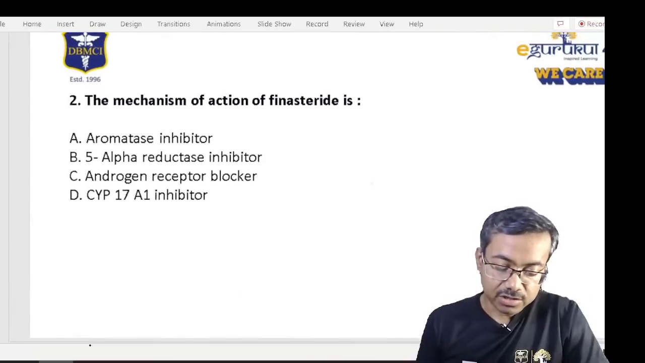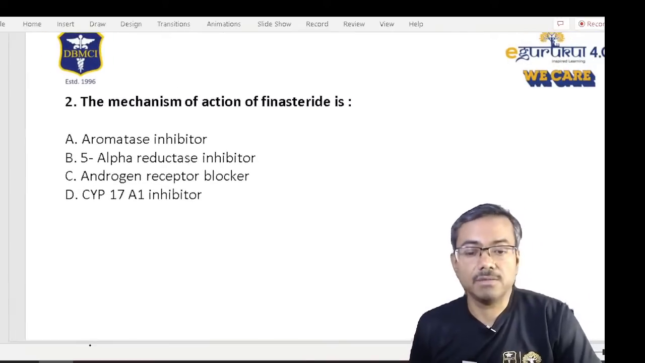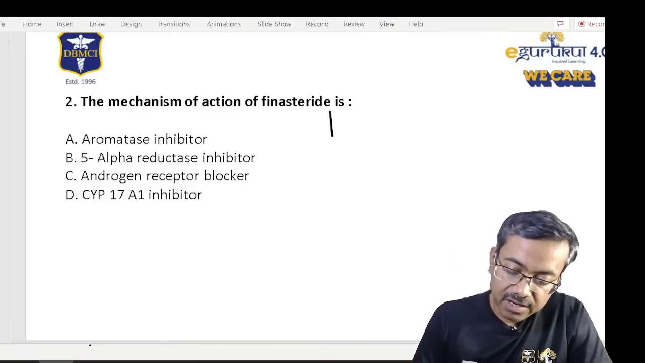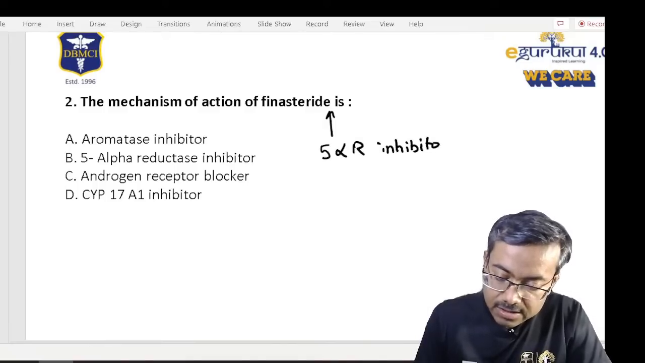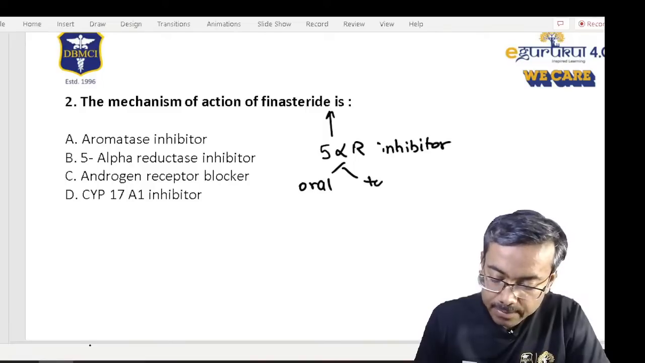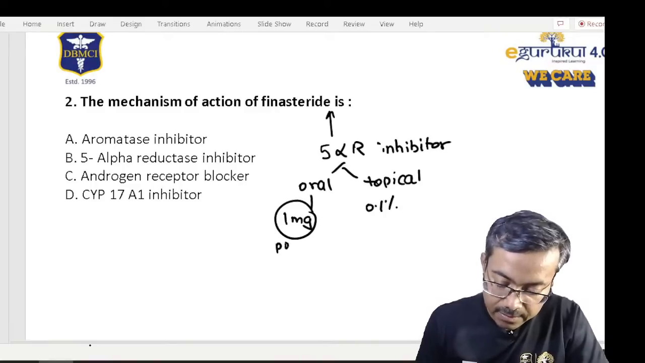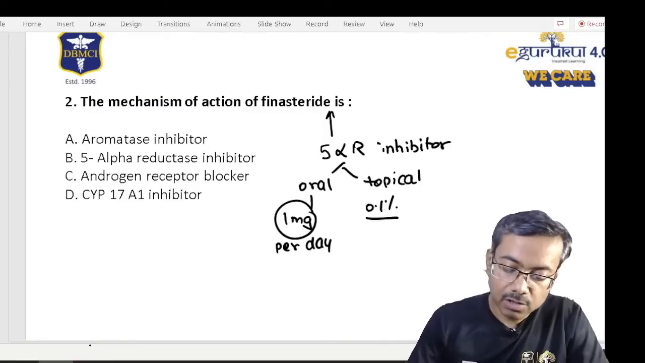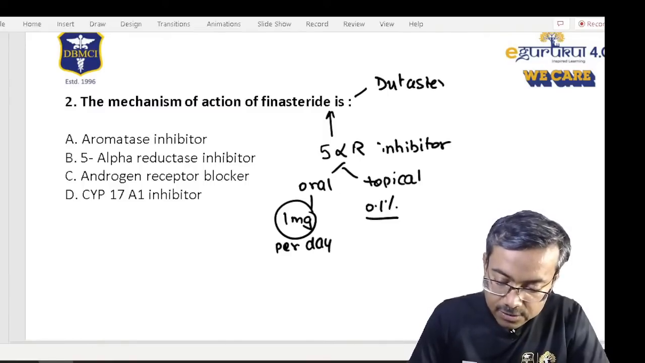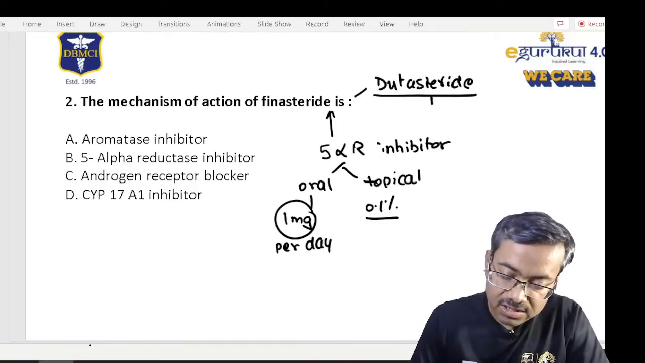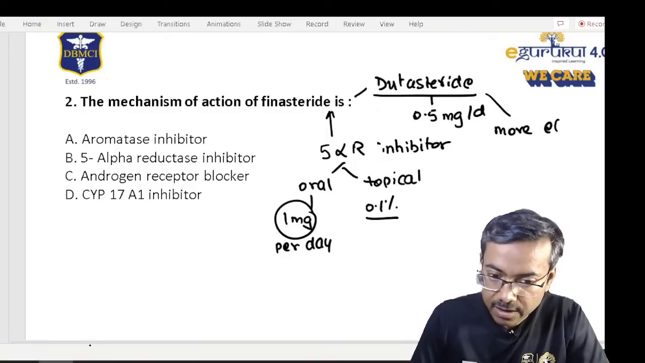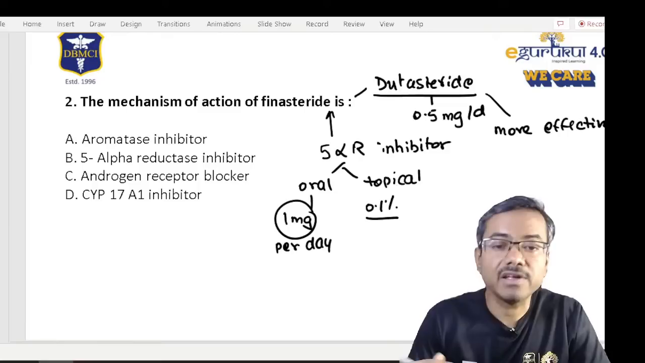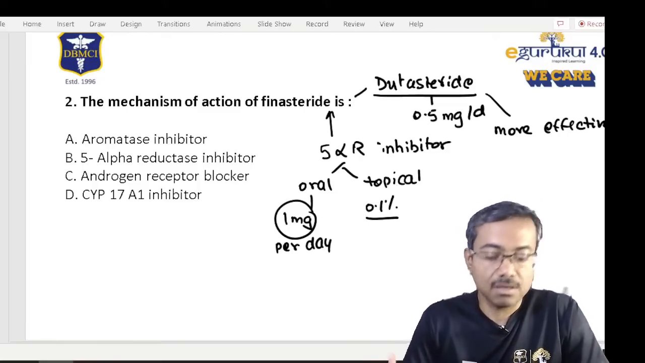Okay. Second question. The mechanism of action of finasteride. Now, finasteride is a class of drugs which all of us know, a 5-alpha reductase inhibitor. It's available in oral form and topical form. Topical is 0.1%. Oral is 1 milligram per day. We also now have dutasteride, which is doing the same thing. Dutasteride is usually 0.5 milligram per day and seems to be more effective in 5-alpha reductase reduction as compared to finasteride.